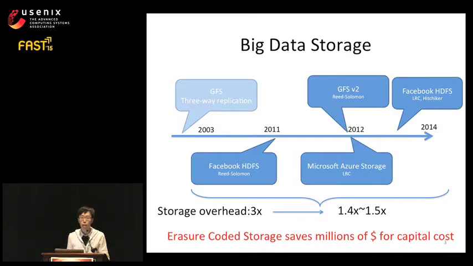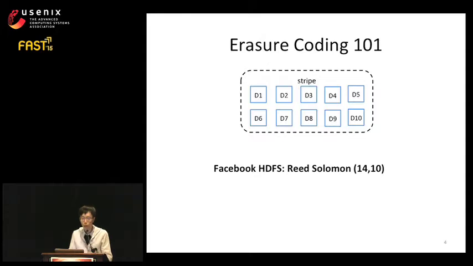Nowadays, because of the storage overhead pressure, most of these systems have transitioned to erasure coding to provide low storage overhead. We have seen a lot of work adopting new codes and new coding techniques to bring storage overhead down to between 1.4x and 1.5x. This savings for sure saves millions of dollars in capital costs for storing data. Before I go into the details, I will first give some background on erasure coding.